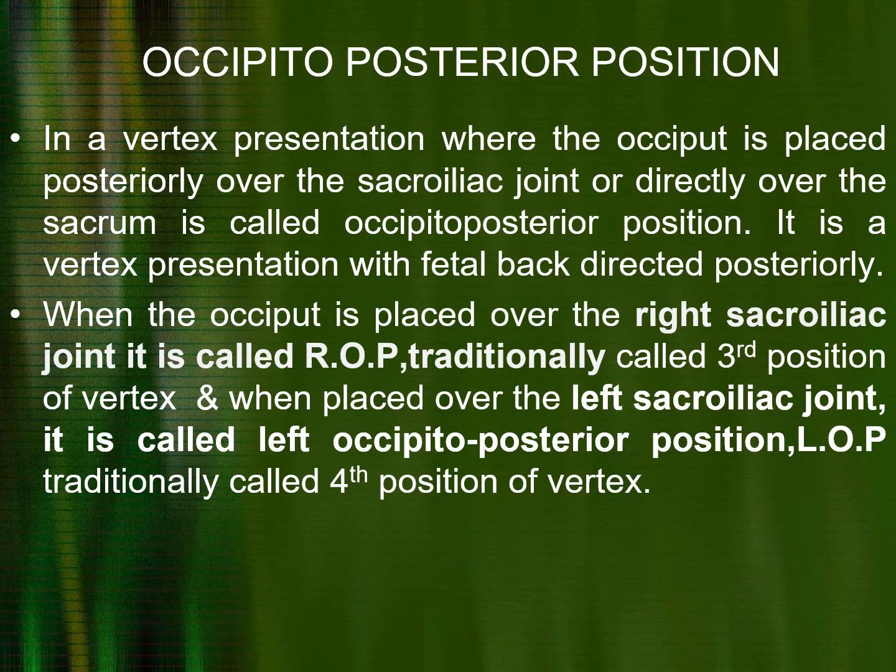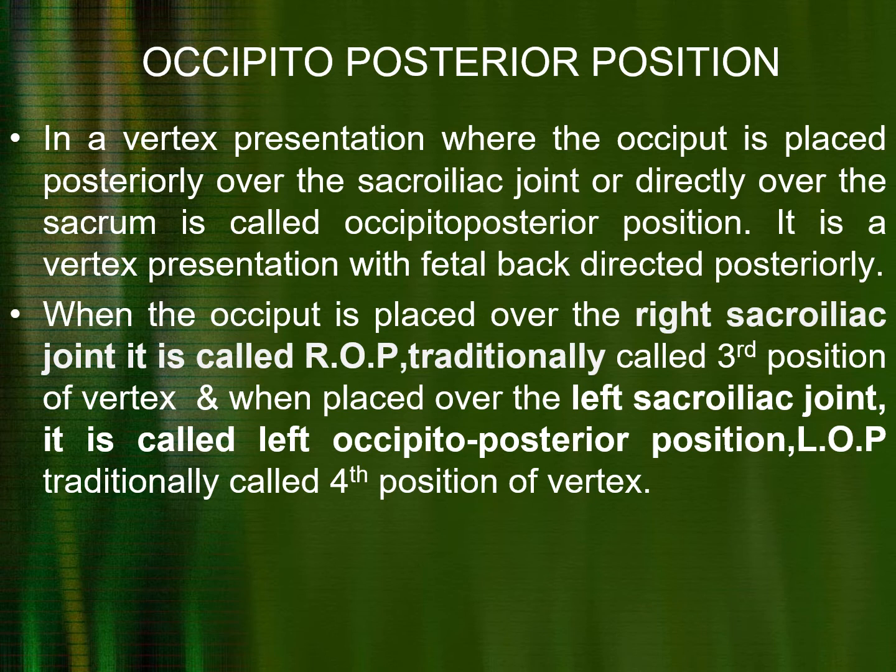Next, we are going to see the occipito-posterior position. See, in the vertex presentation, here also the head is the presentation, where the occiput is placed posteriorly over the sacroiliac joint or directly over the sacrum, it is called occipito-posterior position. It's a vertex position with the fetal back directed posteriorly. That is, here in occipito-posterior position, this is a cephalic presentation only, but the occiput will be pointing towards the iliopectineal eminence, that is towards the posterior aspect of the pelvis.